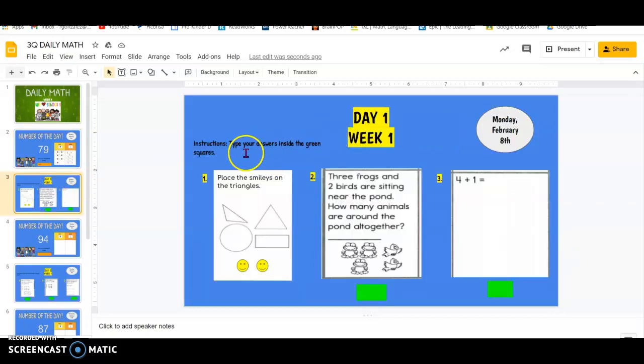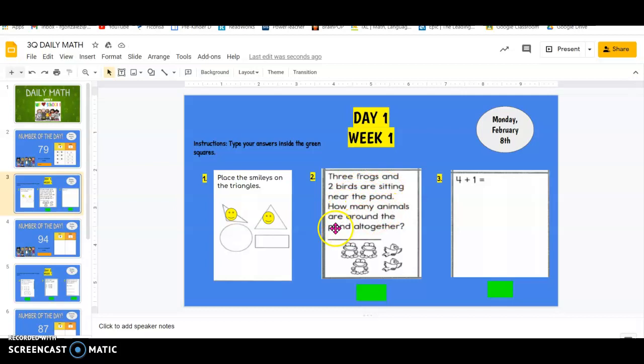Day 1, week 1. Instructions. Type your answers inside the green squares. Number 1, place the smileys on the triangle. So I'm going to place the smiley. Is this a triangle? No. So I'm going to put it on the triangle. And then, do I have another triangle? Yes. Right there. Number 2 says, 3 frogs and 2 birds are sitting near the pond.